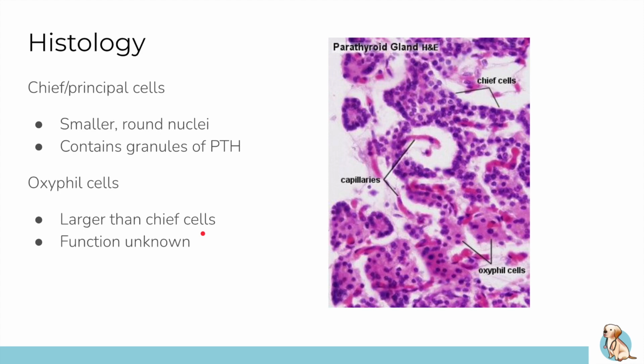So the histology of the parathyroid isn't as high yield as thyroid, but for reference, the main cells you need to know are chief cells, which have small round nuclei, and inside they contain granules of parathyroid hormone. Oxyphil cells are bigger, but their function is still not quite clear. Again, this was for completeness' sake, not as high yield as thyroid histology, so do know your thyroid histology.